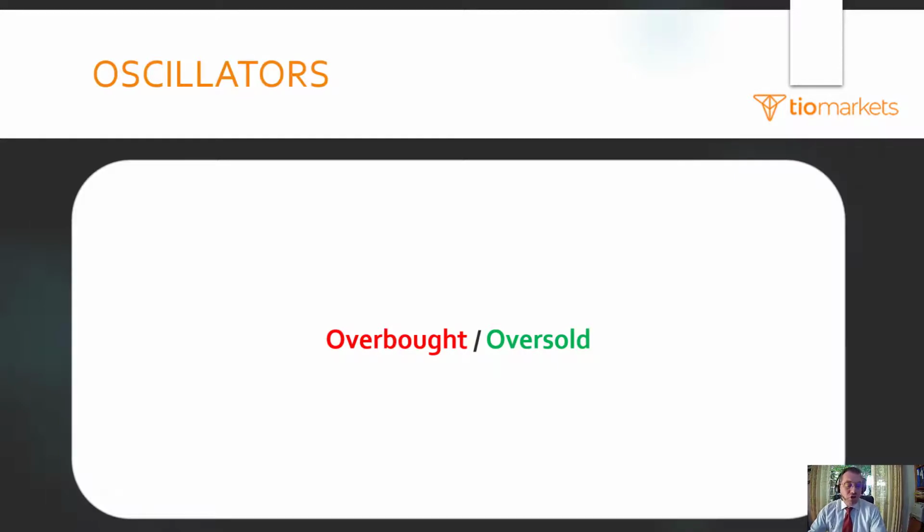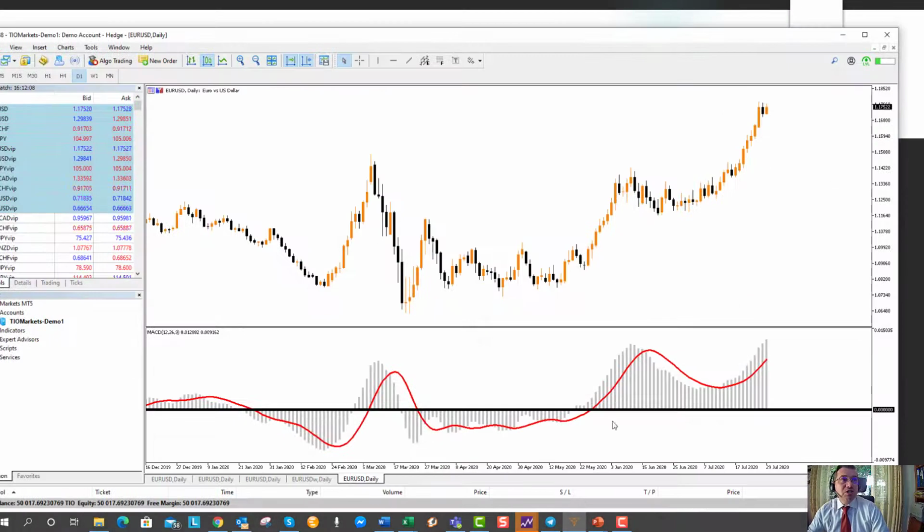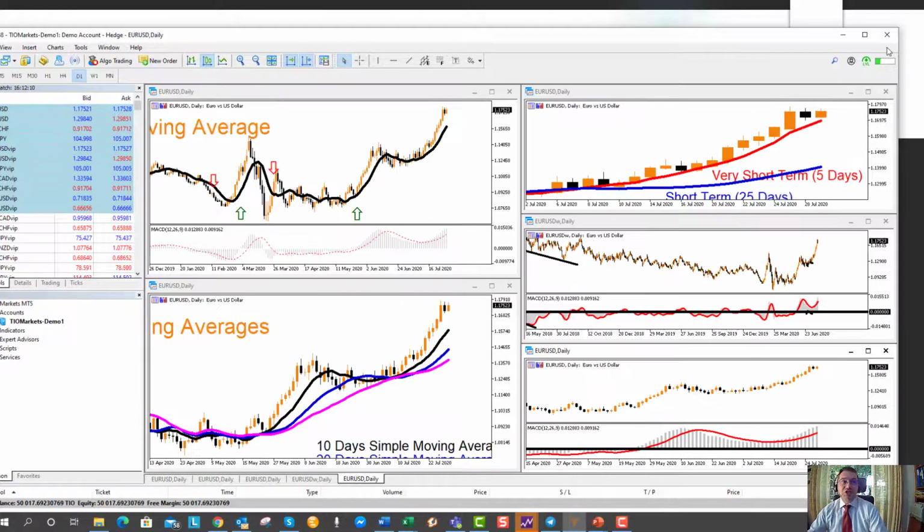Overbought and oversold. So the first is a MACD crossover, which we've just explained. Now we're going to go into overbought and oversold. So, MACD in overbought and oversold conditions. MACD is useful as an overbought and oversold indicator. This type of MACD analysis is more of an art than a science.